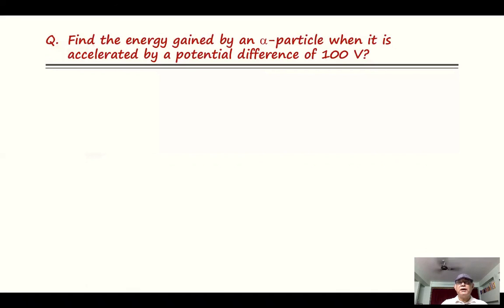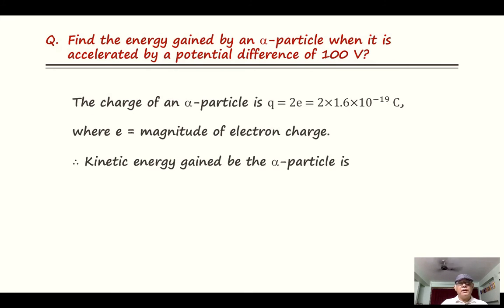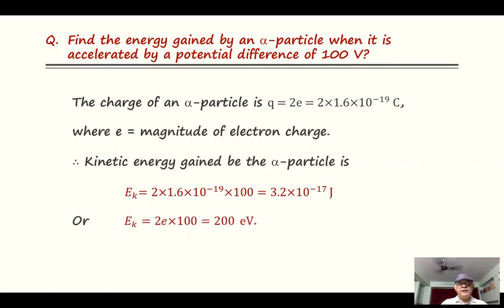Next question. Find the energy gain by an alpha particle when it is accelerated by a potential difference of 100 volts. The charge of an alpha particle, Q, is equal to 2 times e, where e is the magnitude of electron charge. Therefore, kinetic energy gained by the alpha particle is 2 into 1.6 into 10 to the power minus 19 into 100 equal to 3.2 into 10 to the power minus 17 joule. Or the same kinetic energy can be expressed as 2e multiplied by 100 equal to 200 electron volt.